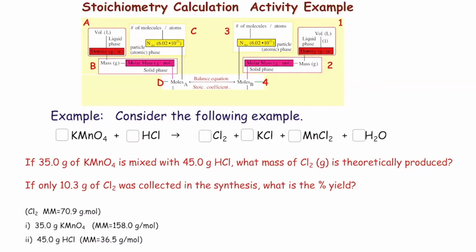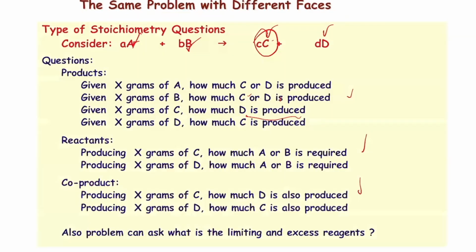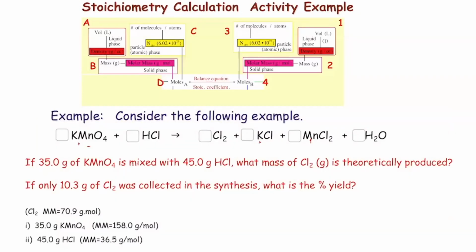Okay, I want to balance the oxygen next. 1 potassium, 1 potassium, 1 permanganate, 1 permanganate, 4 oxygens. I have 1 oxygen in water, so I need to put a 4 right there. That way I have 4 oxygens on both sides.